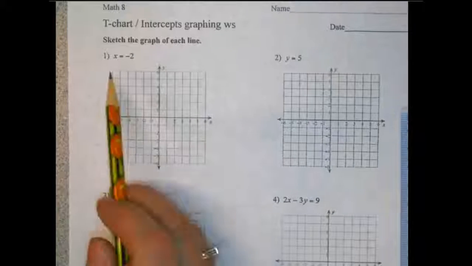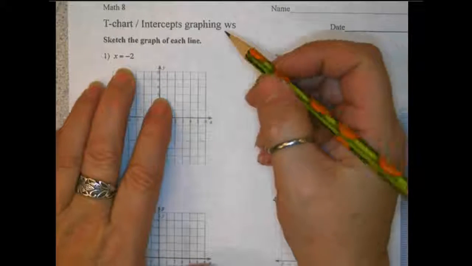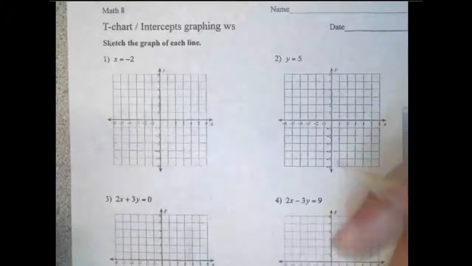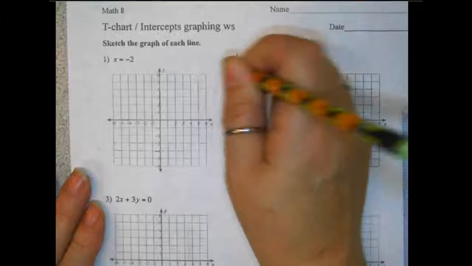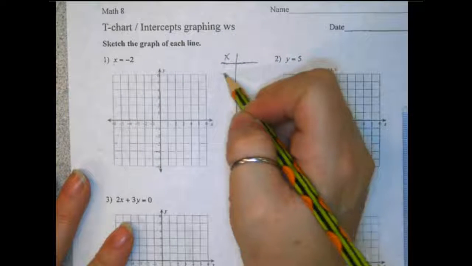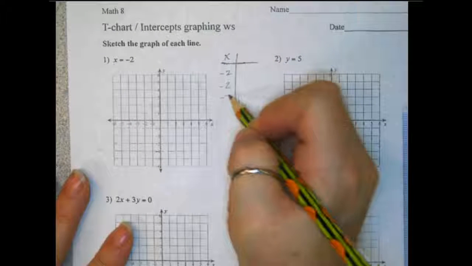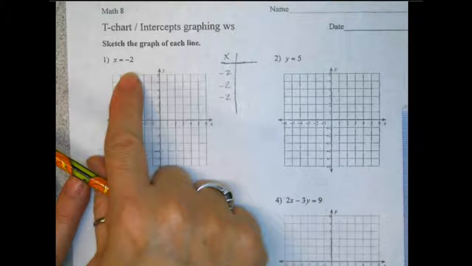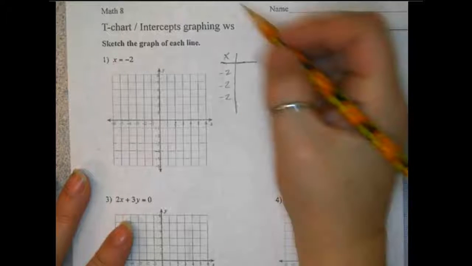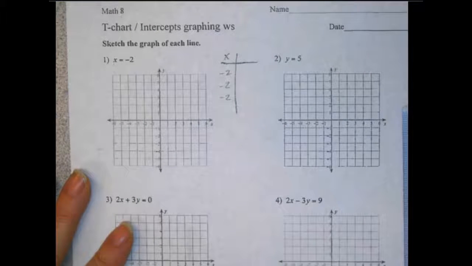If you remember, back when we were doing reflections, you remember doing the reflections over a line? We would create a T-chart, right? This just tells me that x is always going to be -2. It says x equals -2. So this is a recall from what we did in geometry, when we were highlighting our line of reflection.